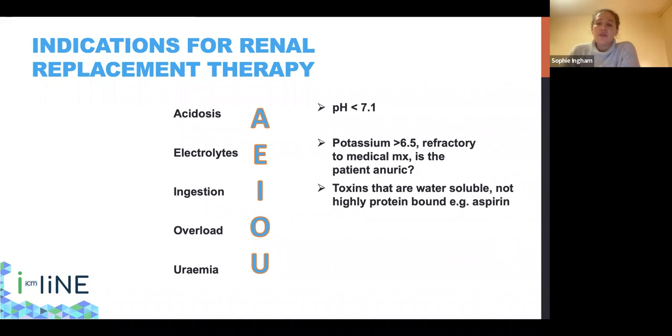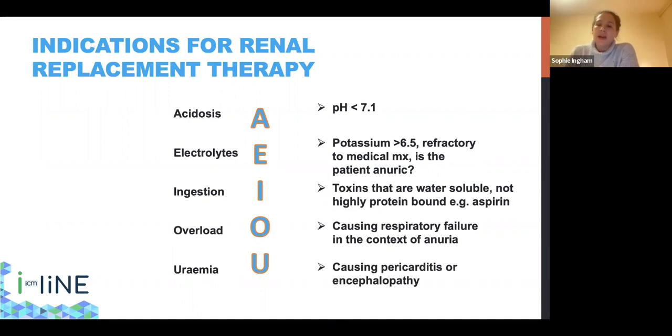Patients who've ingested toxins which are water soluble, so there's certain ones which you can dialyze out, and you can see that on ToxBase, for example, if you're unsure, but there are certain ones which are known to not be able to be dialyzed, and that is aspirin and lithium, for example. Overload, so this is particularly important again if a patient is anuric, because even if using diuretics, etc., you're not going to be able to get the fluid out of that patient unless you pull it off with a dialysis machine. And then uremia, which is high and causing organ damage, so cardiotoxicity or uremic encephalopathy.